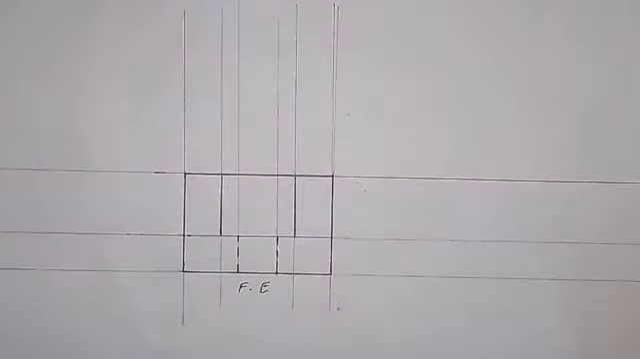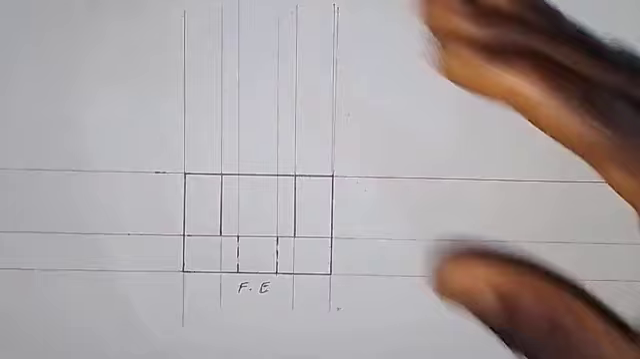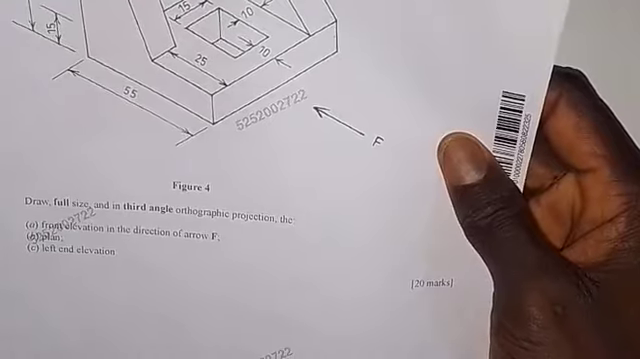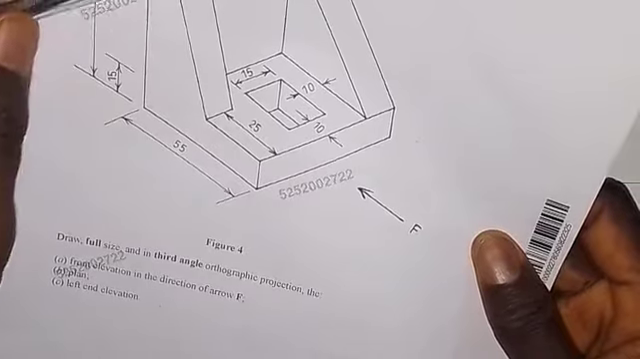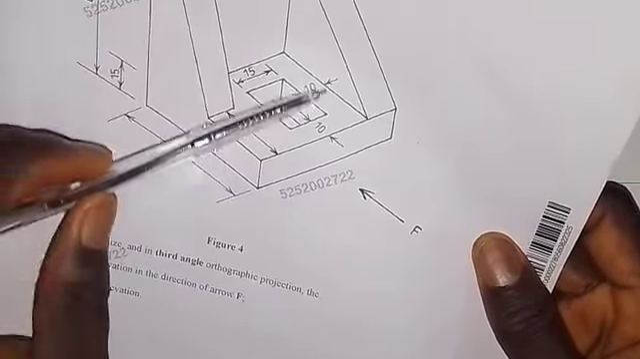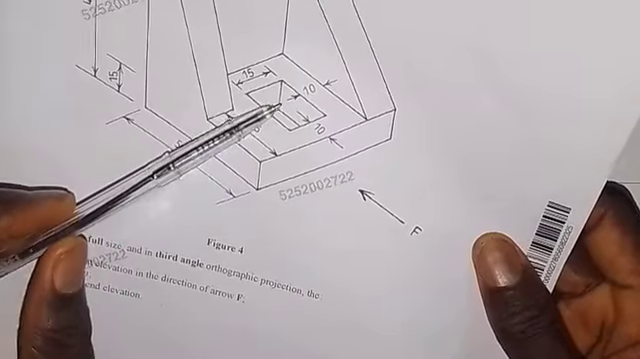So let's go and look at the plan. We are placing the plan up here because we are producing the orthographic views in third angle projection. For the plan, we are looking at this surface, so we are going to see this rectangle, and we see this surface, including this rectangular hole here, to be a rectangle in the plan.